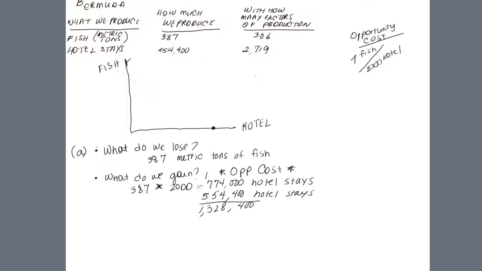So let's look now at part B. Part B, again, says if all 2,719 hotel employees were to become fishermen, so all these people move over here, how many metric tons of fish could Bermuda produce? We do the same thing. What do we lose? What do we lose if all the hotel workers become fishermen? Well, we lose what they produced, and what they produced is 554,400 hotel stays.